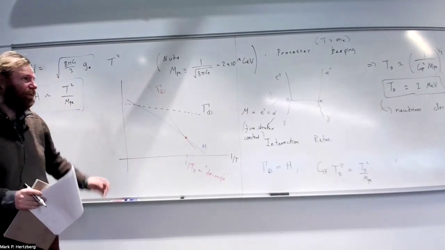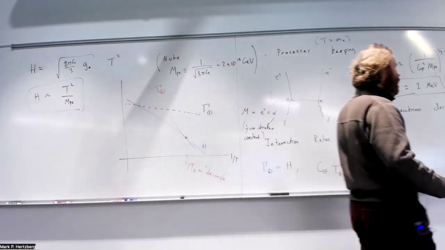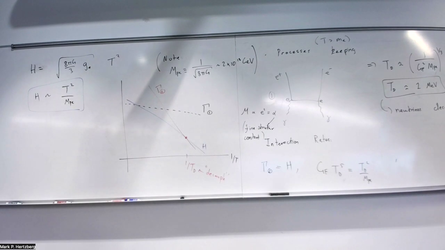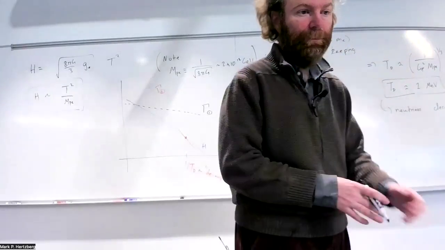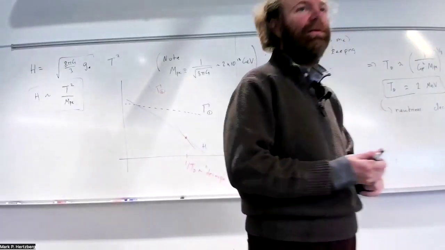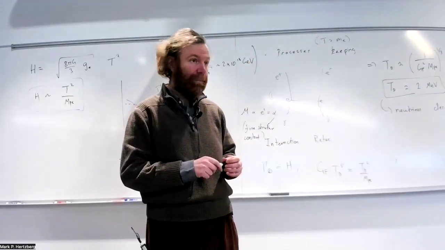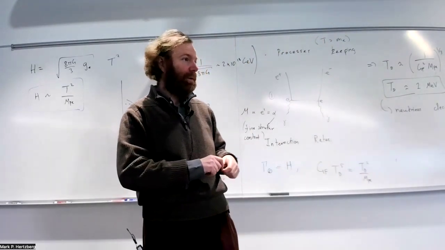So in our picture that we drew so far, the neutrinos were in equilibrium all the way down. And then just below an MeV, they actually stop talking to everything else. Okay, so we'll pick up the consequences for that next time. All right.